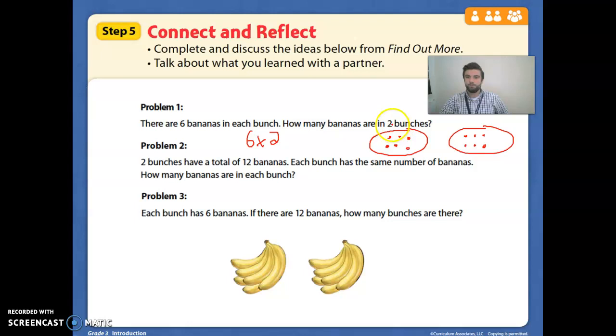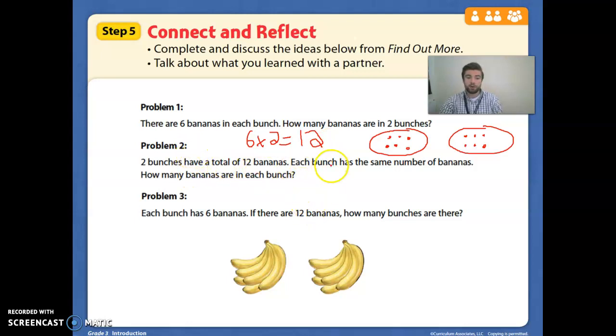Guess what? We can just add these together. 1, 2, 3, 4, 5, 6, 7, 8, 9, 10, 11, 12. So if you didn't know how to do 6 times 2 in your head, you can still get the answer just by counting the picture. So 12 bananas. Let's do problem 2.